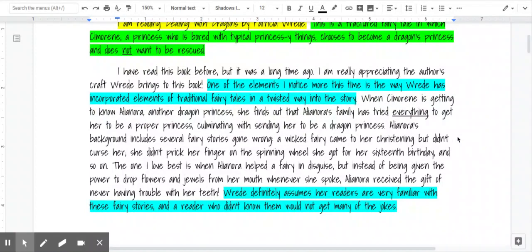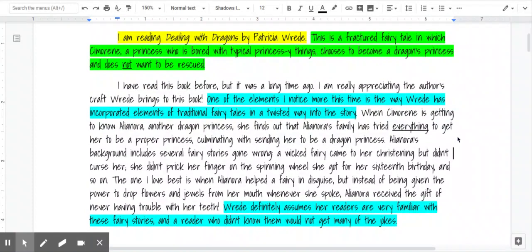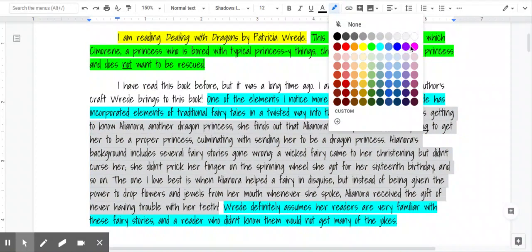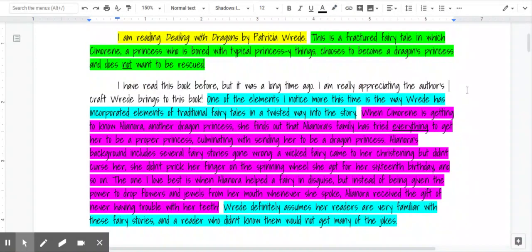So yours don't have to be as long if you don't want them to be, but the idea is these four parts need to be there. So I'm going to highlight this one in a different color so you can see. There we go. Tell me what you're reading.